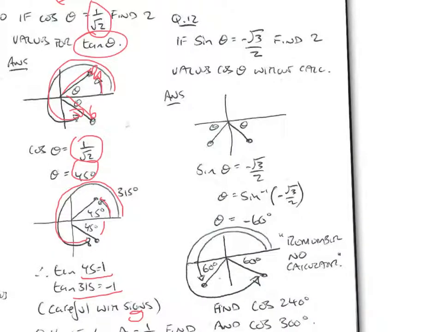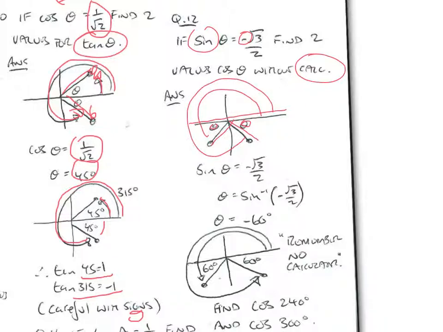Okay, question 12, if sine theta is minus root 3 over 2, find two values for cos theta without using a calculator. Okay, so we're talking about sine, it's negative, so we're talking about two angles here, they're reference angles, so we're going to look to find this one and that one. So sine of theta is minus root 3 over 2, so theta is equal to minus 60 degrees, okay, so we can call that one minus 60 degrees. This must be 60 degrees as well. So our first angle tracks around to here and our second to there.